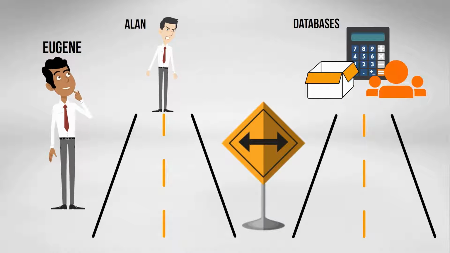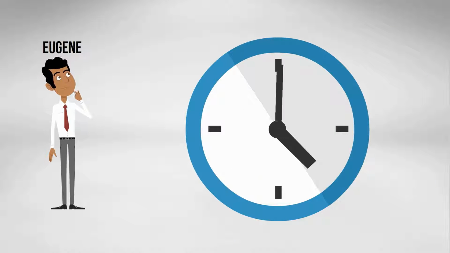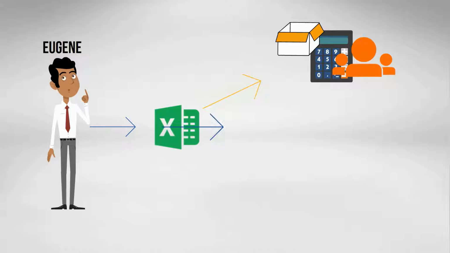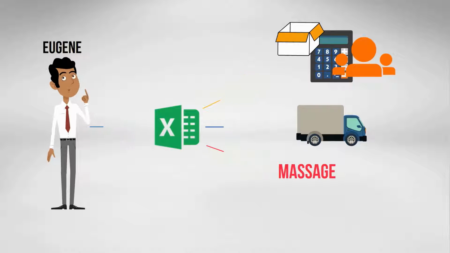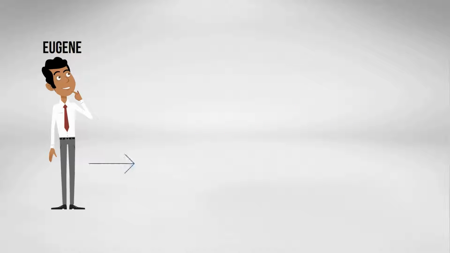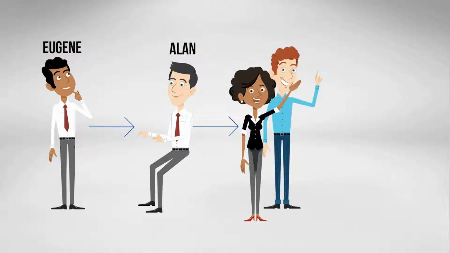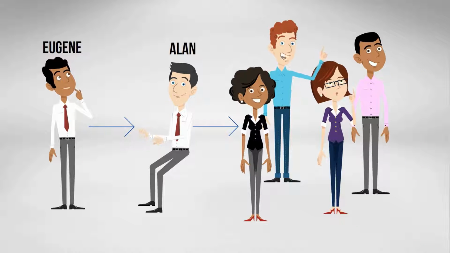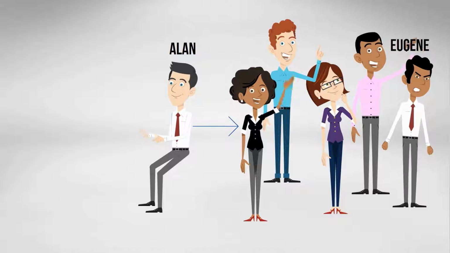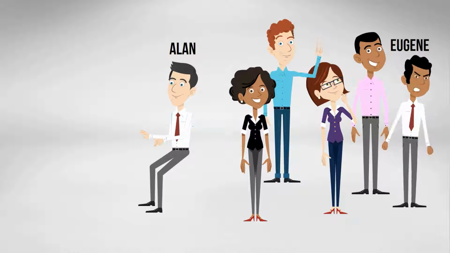But both of these options take time. To create his own report, he has to have access to the databases, be able to export the data, massage it, cleanse it, and then format it in the way he needs. On the other hand, he could go back to Alan, but Alan has 4 other business users who he also sends weekly reports to, and they have questions as well. So Eugene would have to get in line to get this new report. And this vicious cycle would just continue.